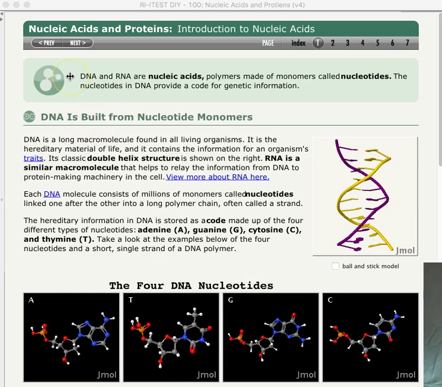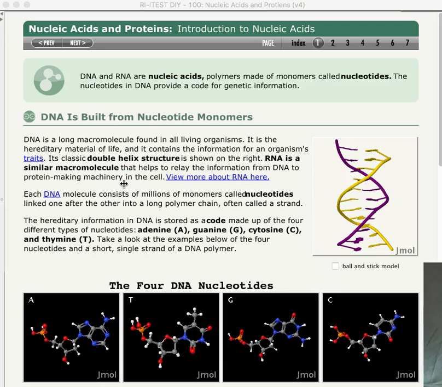We know that DNA and RNA are nucleic acids. That's polymers made of monomers called nucleotides. Nucleotides are the chunks, the sugar, the phosphate, and the base that make up the molecule. They're kind of like putting Legos together or links in a chain.